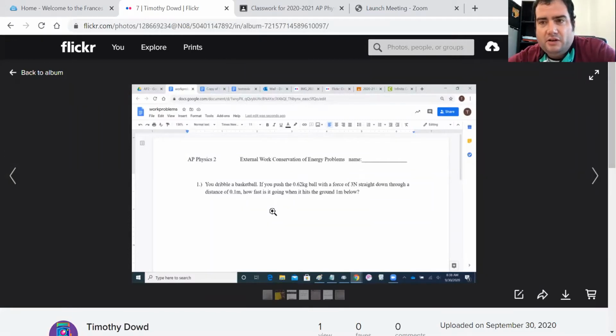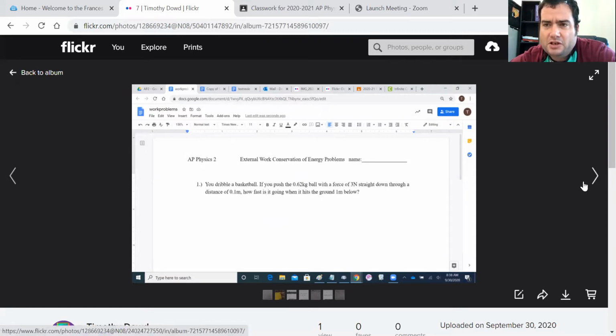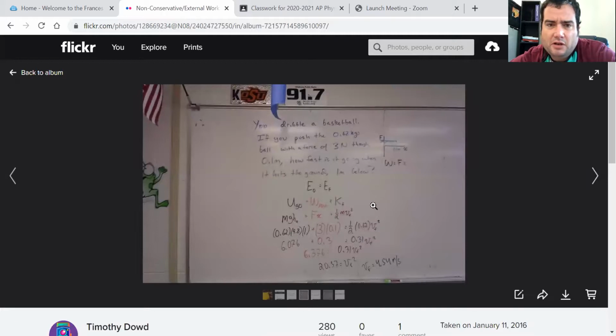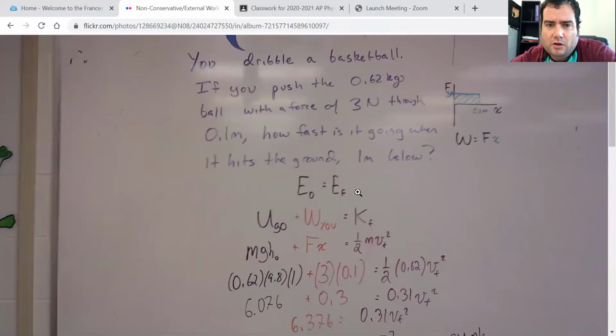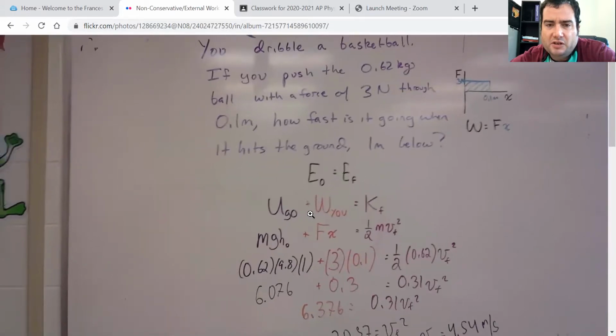So I think these are increasing levels of difficulty. The key thing about this one here is you're doing work on it and it's moving to a different location. So its potential energy is changing, and between the potential energy and the work you're doing, it sounds like kinetic energy is probably going to get involved too. So following the energy original equals energy final process, you end up with something like this. I have the original potential energy and the work done by U is equal to the final kinetic energy.